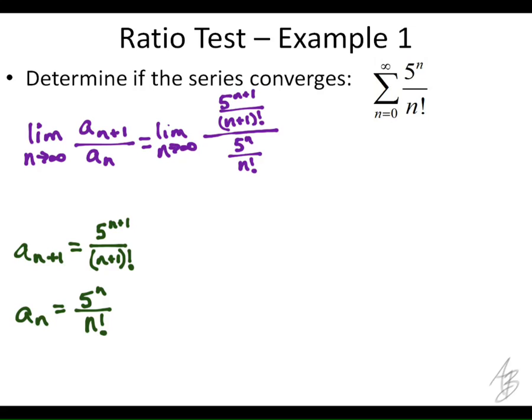Cool? So if we rewrite it by multiplying by the reciprocal, we're going to have the limit as n approaches infinity of 5 to the n plus 1 over n plus 1 factorial times n factorial over 5 to the n. And when we're doing the ratio test, this is usually what's going to happen. We're going to have stuff cancel out. In fact, if stuff doesn't cancel out, then that's probably not going to work for you.